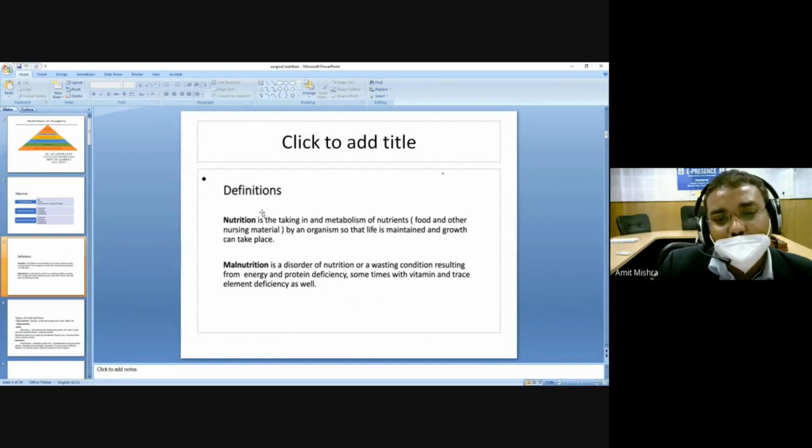So I am just repeating it again. Nutrition is the taking in and metabolism of the nutrients by an organism so that life is maintained and growth can take place. Okay.